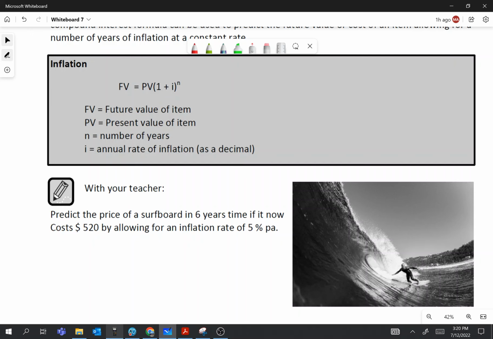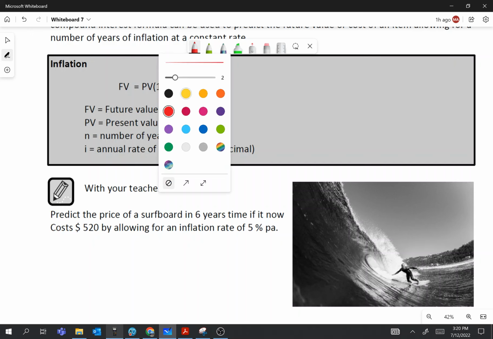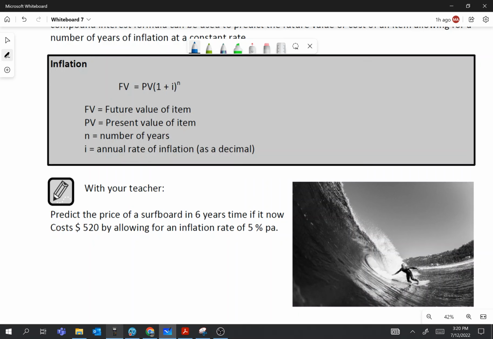Okay, I'm going to have a go at it now. So we're just using the compound interest formula as above. The future value is equal to the present value, PV, which is what the surfboard costs now, $520, times 1 plus the inflation rate, which is 5%, so of course we need to convert that to a decimal by dividing by 100, which gives us 0.05. And this is for 6 years, that is our N value, which goes up here.